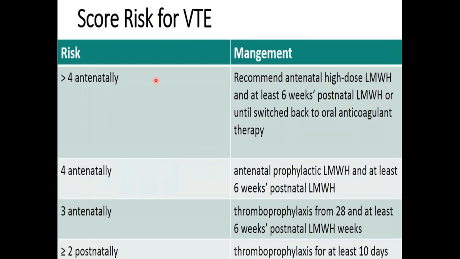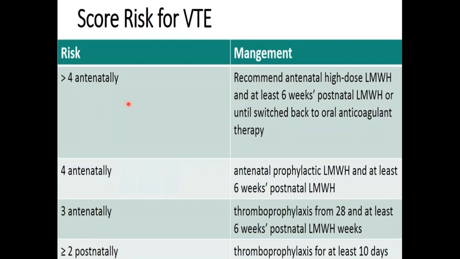Here, how do we manage a patient whose risk factors have a score of 4 or more than 4, or 3, or 2 or more? If the patient's risk score is more than 4, antenatally it is recommended to give high dose low molecular weight heparin, and at least 6 weeks postnatal low molecular weight heparin, or until switched back to oral anticoagulant therapy.